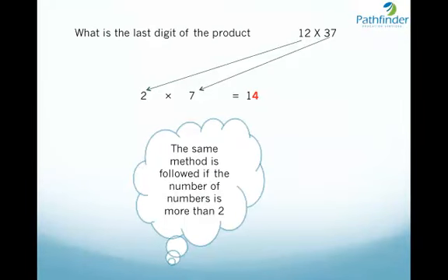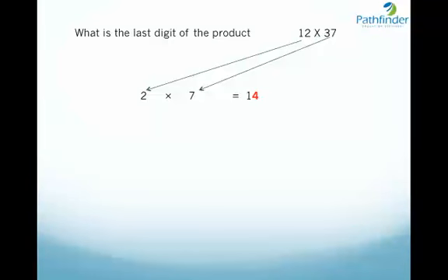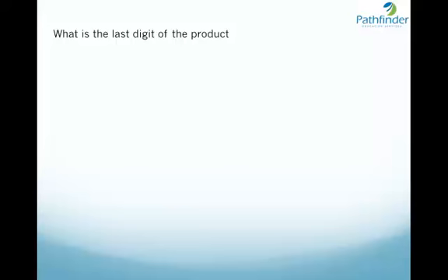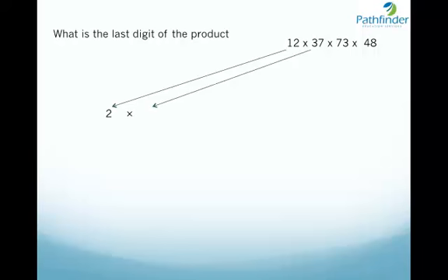The same method can be followed if the number of numbers multiplied is more than 2. Let us see that. What is the last digit of the product 12 into 37 into 73 into 48? Again, what is the unit digit of 12? The unit digit of 12 is 2. Then the unit digit of 37 is 7. The unit digit of 73 is 3. And the unit digit of 48 is 8. We multiply these four numbers.